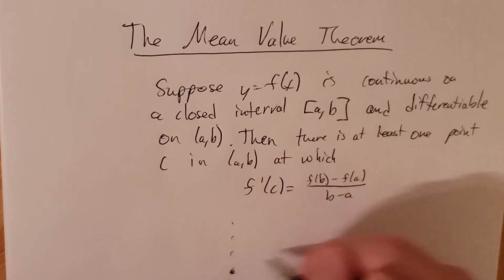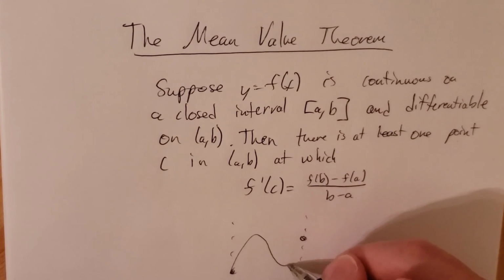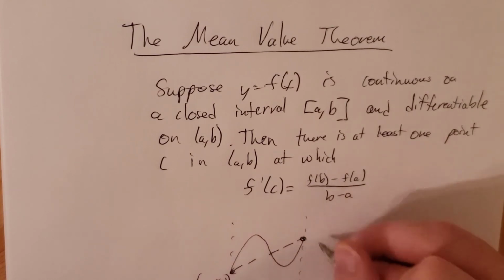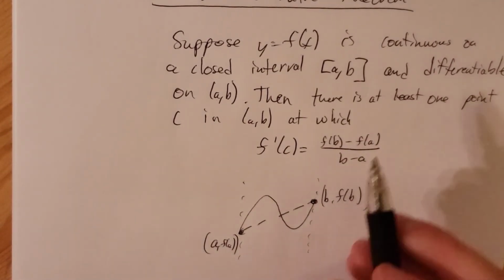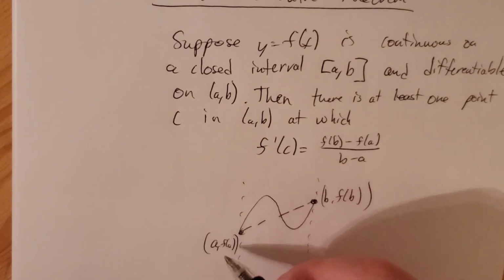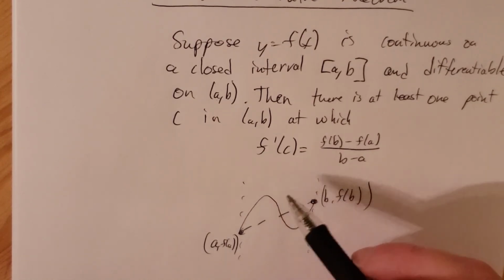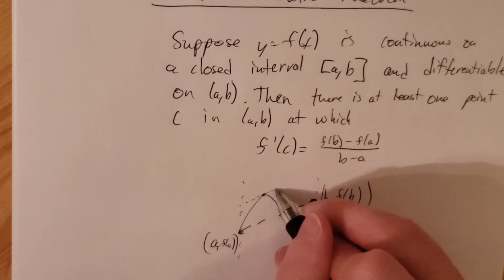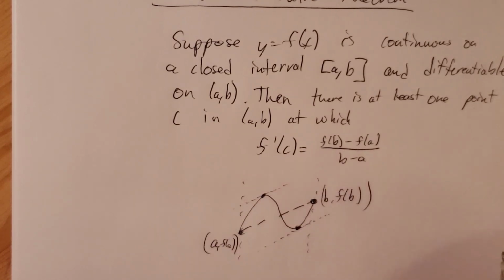So let's look at a picture to really try to see what's going on. So suppose we have some continuous function on this closed interval. Then if we have the slope of the secant line between a comma f of a and b comma f of b, then we look at this slope. There is some point, at least one, in between a and b where the tangent line on this function has the same slope of this secant line. And in fact, that occurs at 2 points on this particular picture. And they are approximately at these locations that I've just drawn now.